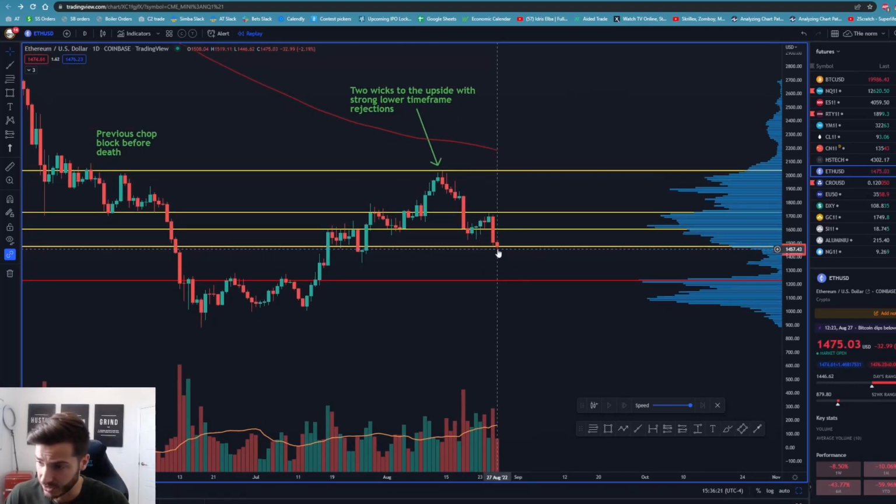Right now, I do expect there to be a small bounce from here, just because we are bouncing off that previous level. But if not, where do you guys think the price would go? Probably down to here, the top of this previous resistance. So if we break down from here, we're looking at 1240. If not, hopefully we go back up to 1600 or 1700.